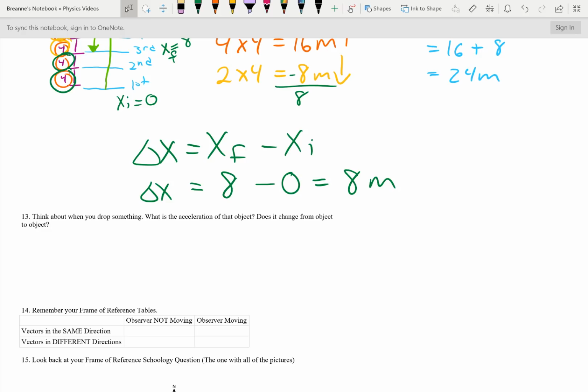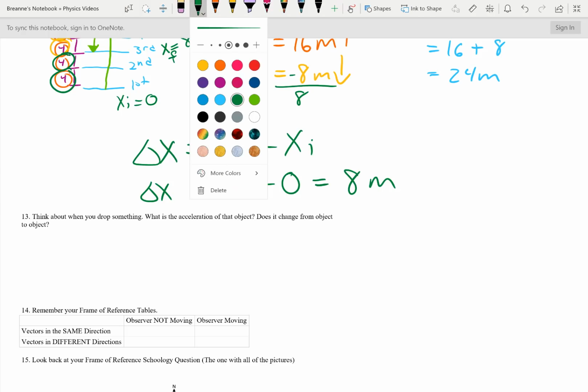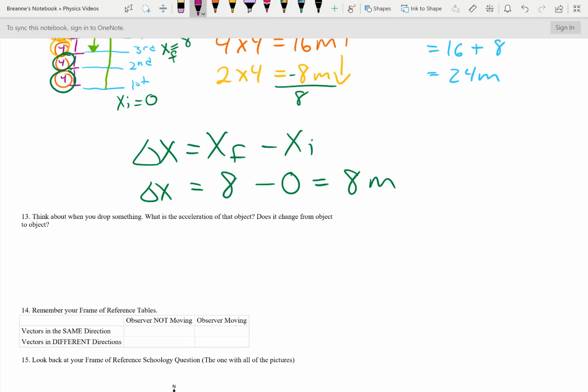Think about when you drop something, what is the acceleration of that object? Does it change from object to object? Your acceleration due to gravity is always negative 9.8 meters per second squared. No matter what object, no matter which direction, if it's being thrown up or thrown down, your acceleration is still negative 9.8 meters per second squared.